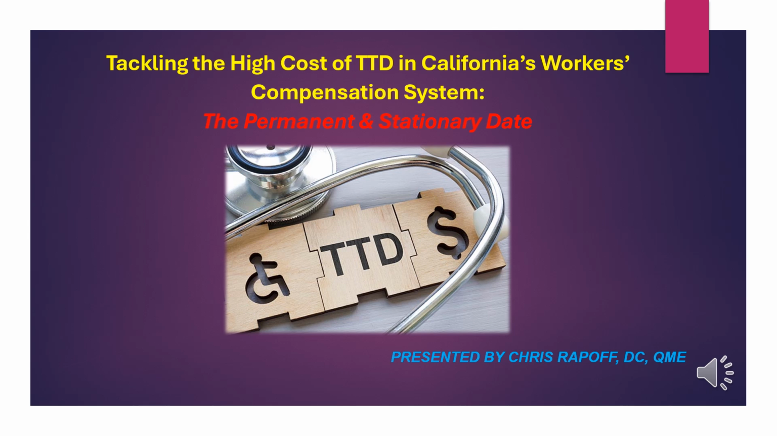With the ever increasing cost of temporary total disability in California's workers' compensation system, it has become a real concern for both the employers and the employees in the state. I put together a presentation today titled Tackling the High Cost of TTD in California Workers' Compensation System, specifically the permanent and stationary date and its effect on TTD. So we'll take a look at how establishing a permanent and stationary date for an injured worker in California actually does affect the cost of temporary total disability. I think you'll be surprised when you find out just how much it could cost.